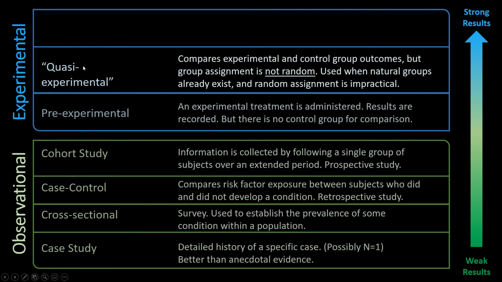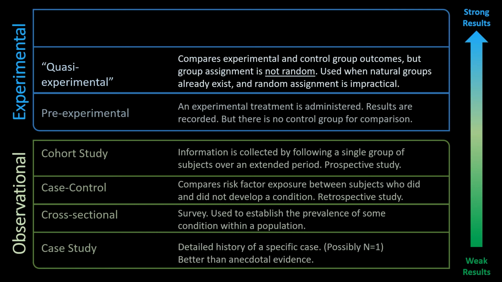Then you have something called a quasi-experimental setup, or a non-randomized controlled study. This compares experimental and control group outcomes. All right, so we're getting into a real experiment here, but group assignment is non-random, used when natural groups already exist or random assignment is impractical. So we talked about experimental and control groups before, so you guys know about that.